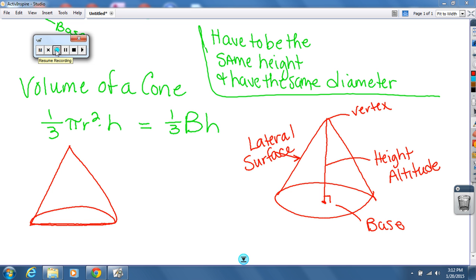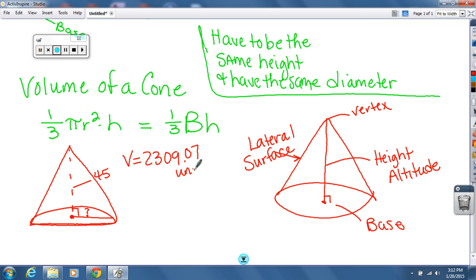So we have this cone, and I said we wanted to find the radius of this cone. So we don't know my radius, right? But we were given the height, and that height was 45, and the volume is equal to 2,309.07 units cubed. All right, so once again, if I'm working backwards, all I have to do is plug that into the formula.